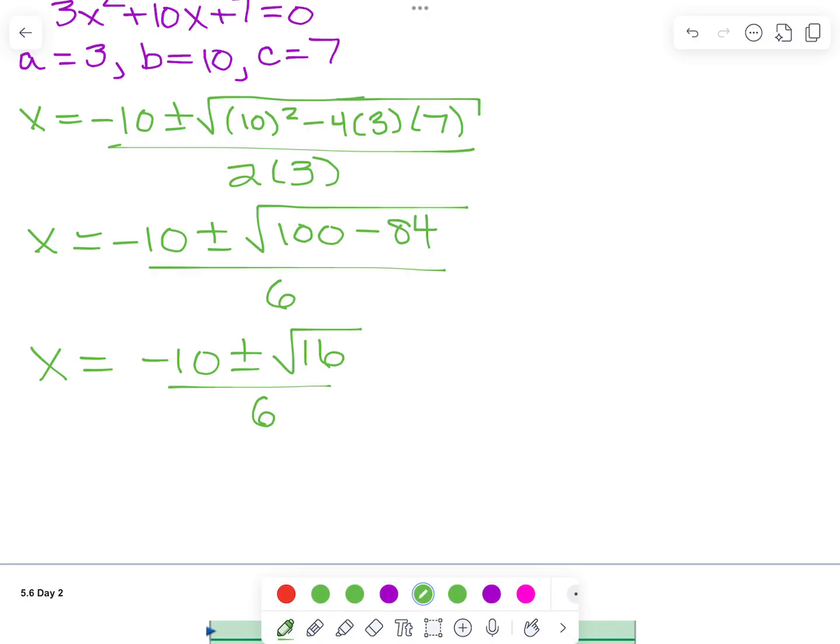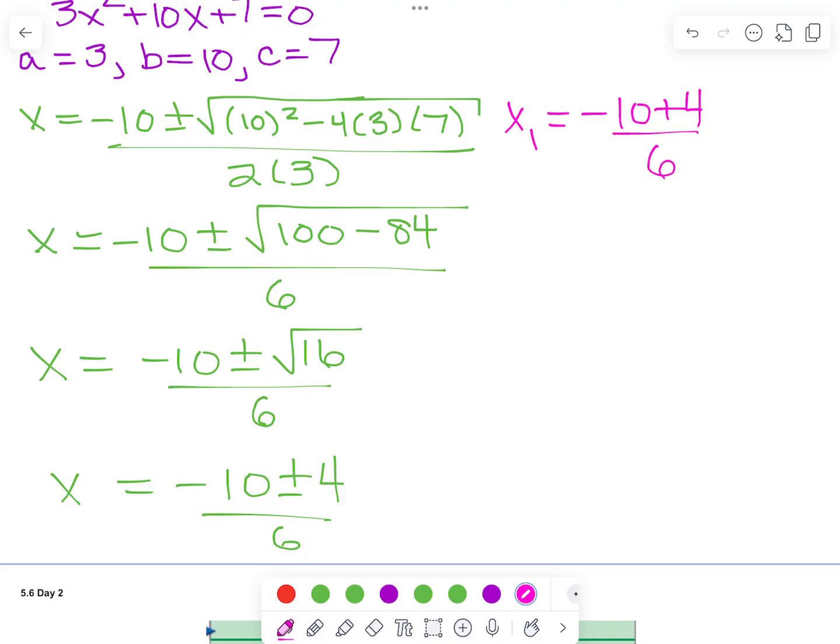16 is a perfect square, so we can go ahead and reduce that down to the square root of 16, which is 4. Now I'm going to separate out into two fractions. So I'll call this x sub 1, where we have negative 10 plus 4 divided by 6. I'll do the other one down here, x sub 2, where we want to subtract 4. So negative 10 minus 4 over 6.